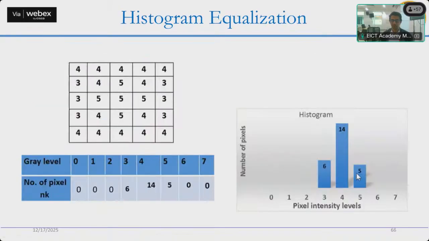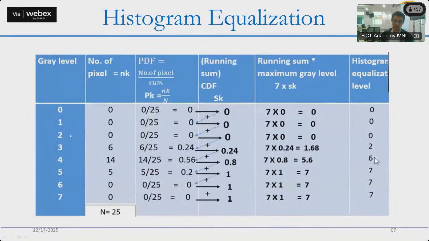So how do we apply the histogram equalization here? When we want to apply the histogram equalization, first we write all the gray levels, then we write the number of pixels, then we write the PDF.